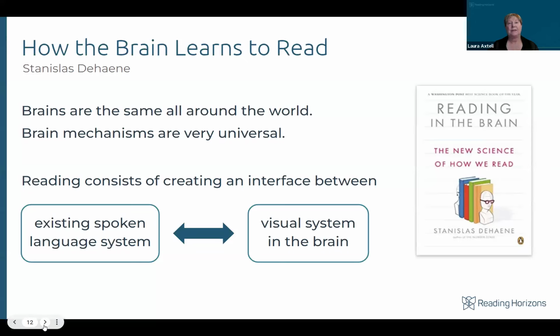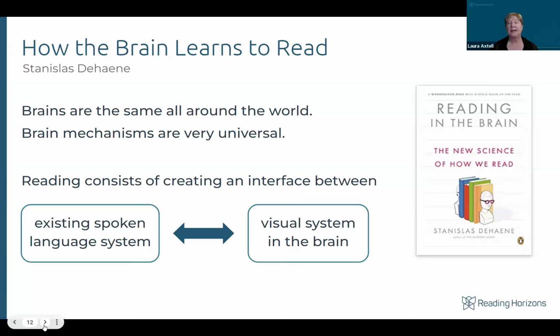The good news about this is that brains are the same all around the world and the brain mechanisms are the same. So no matter what language you come from, what we know about the brain is that what works with one brain will work with other brains. And the more we know, that's where the science really comes in, because the more we know about that, the more we can apply it.